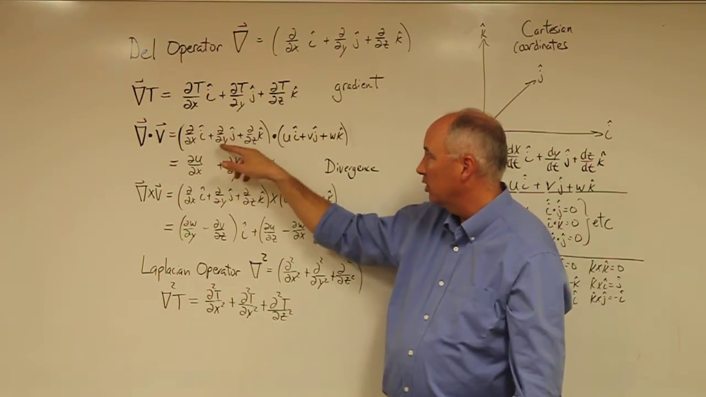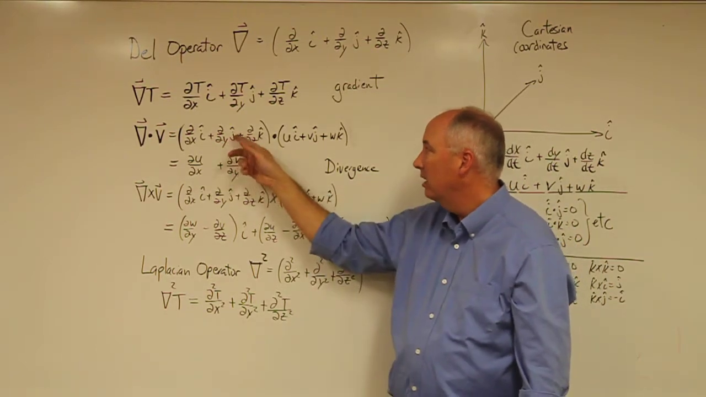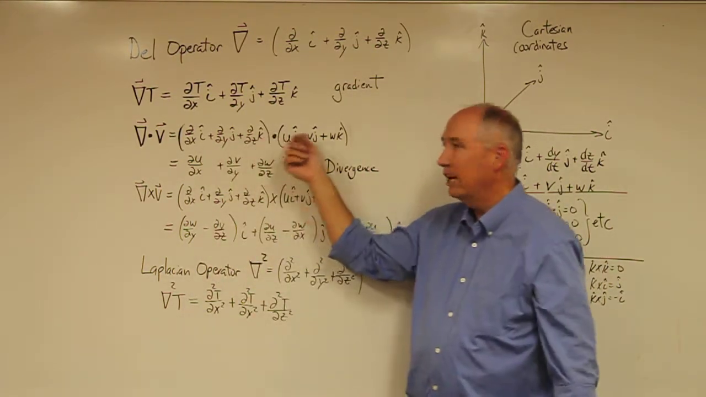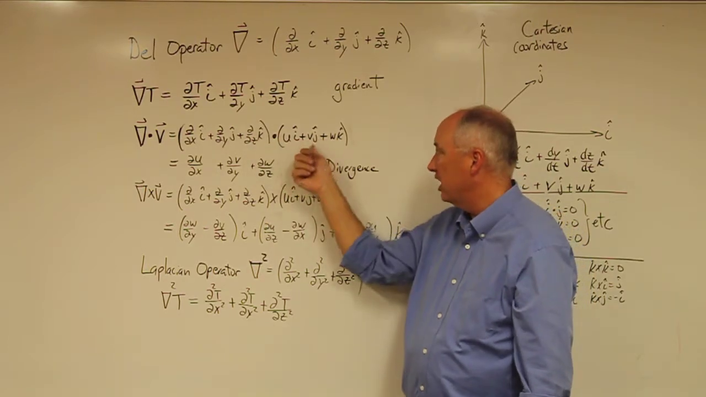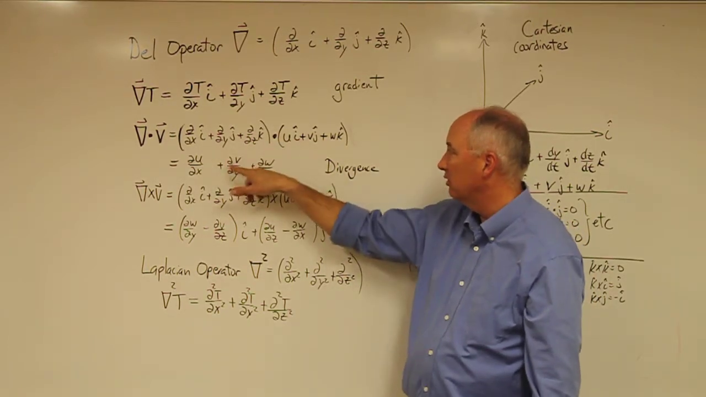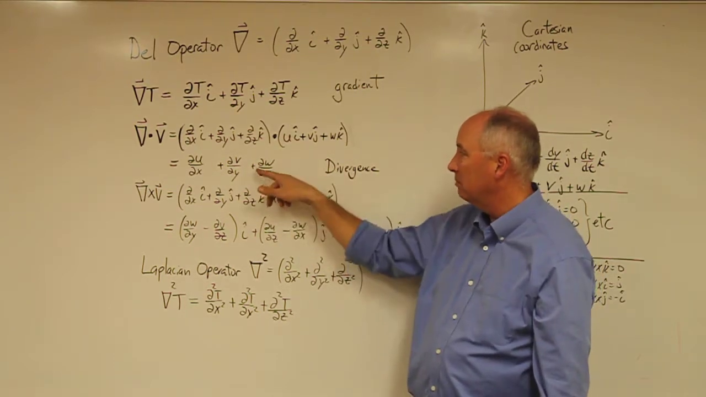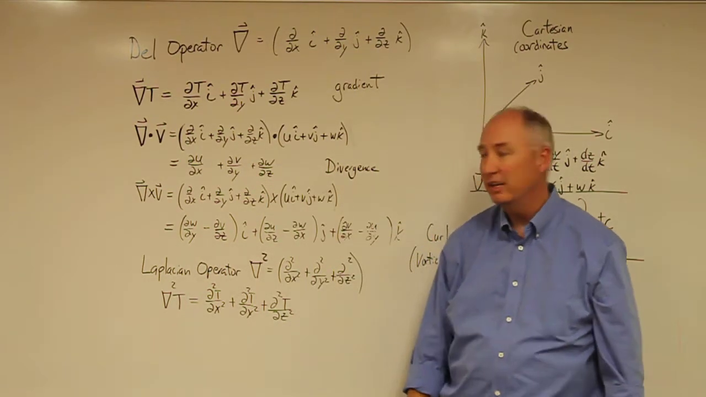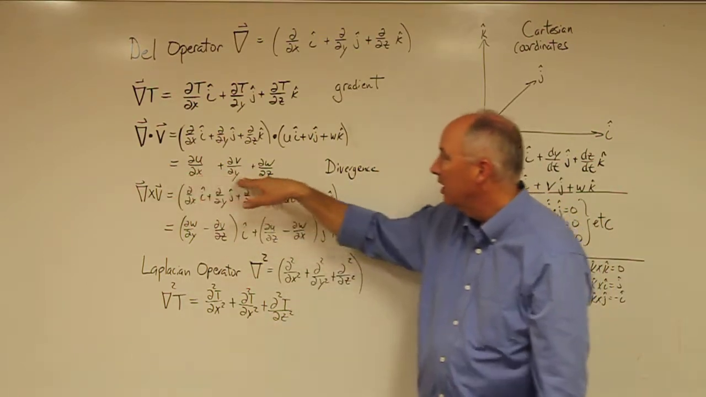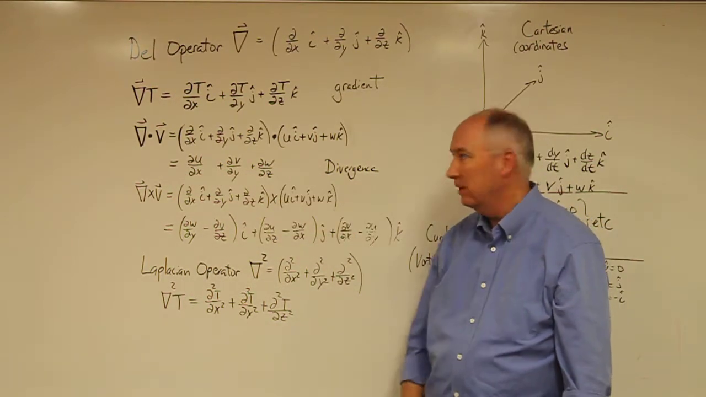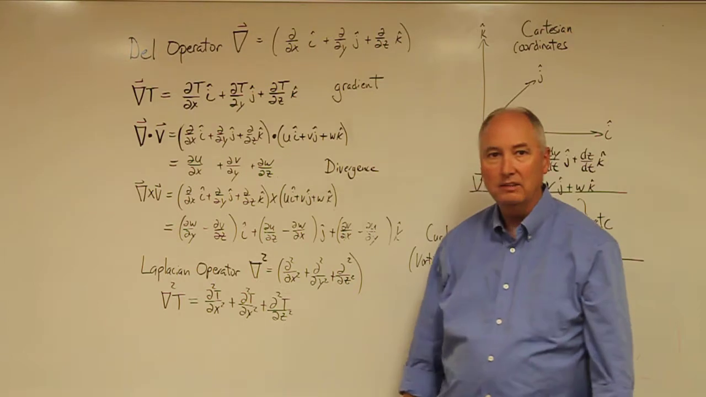So the second term, partial with respect to y, j dot i is 0, j dot j is 1, so we apply the partial v over partial y. Likewise, you can go through that and get partial w over partial z as well. And this is no longer a vector, this is now a scalar, and it's known as the divergence.